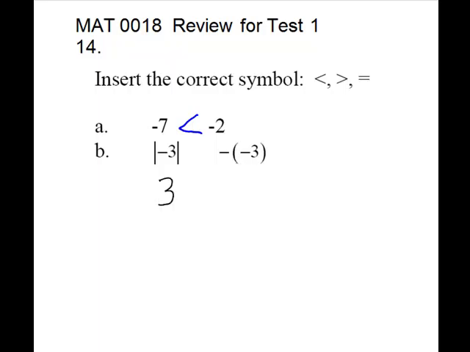For the other one, this is parentheses. It has no special meaning. The negative outside says take the opposite of whatever's inside. So opposite of a negative 3 actually gives us a positive 3. And now we can choose the correct symbol. So this one is actually equals.